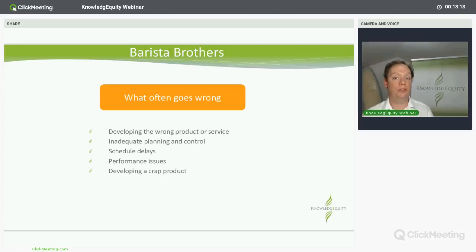What often goes wrong? People develop the wrong product or service right at the start. You'd think, that's crazy, how can you do that? But it happens. Definitely inadequate planning, cost blowouts, timing blowouts, schedule delays, performance issues, developing a crap product related to Barista.